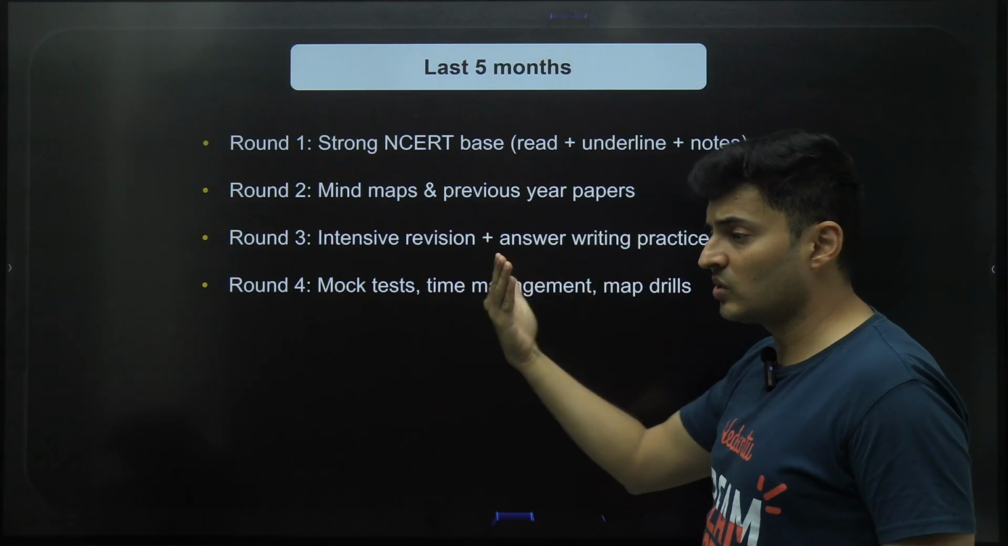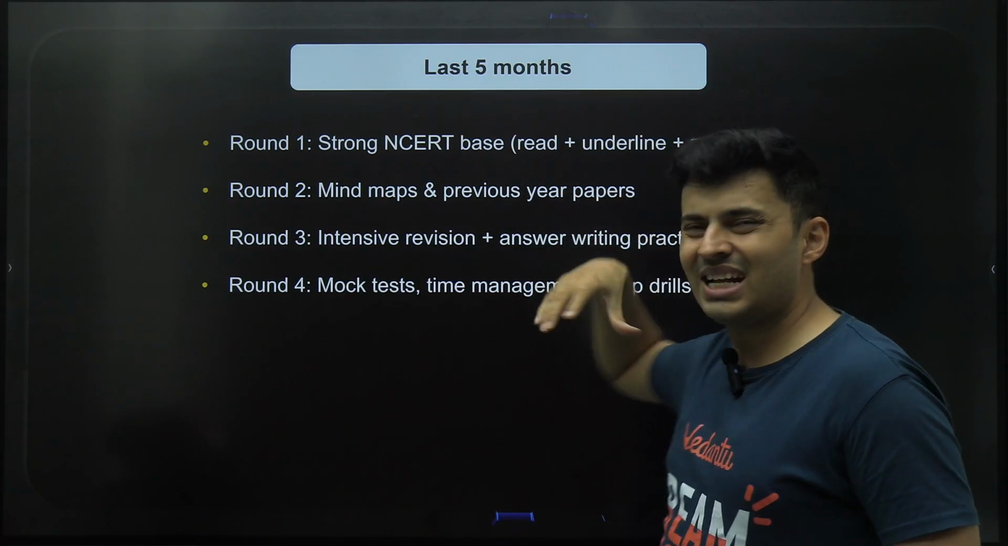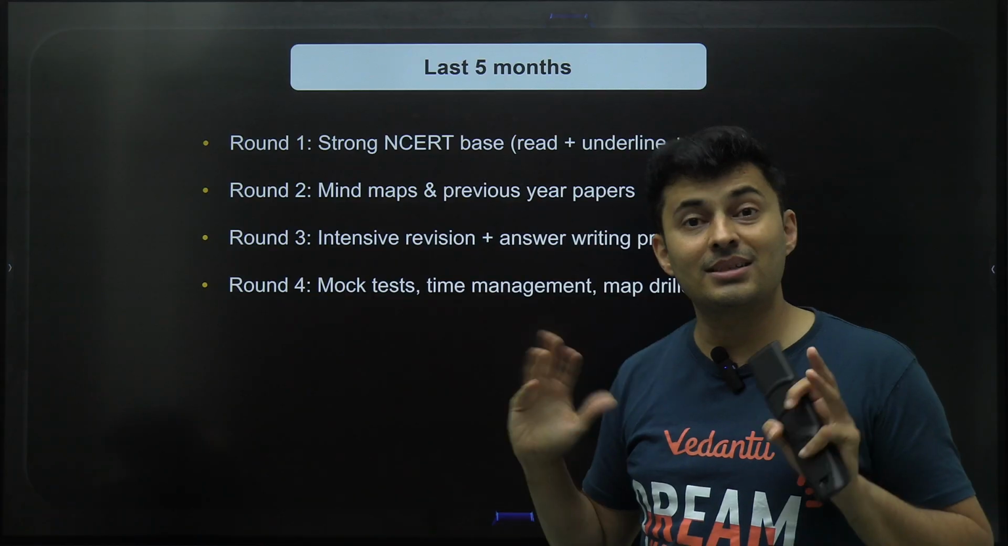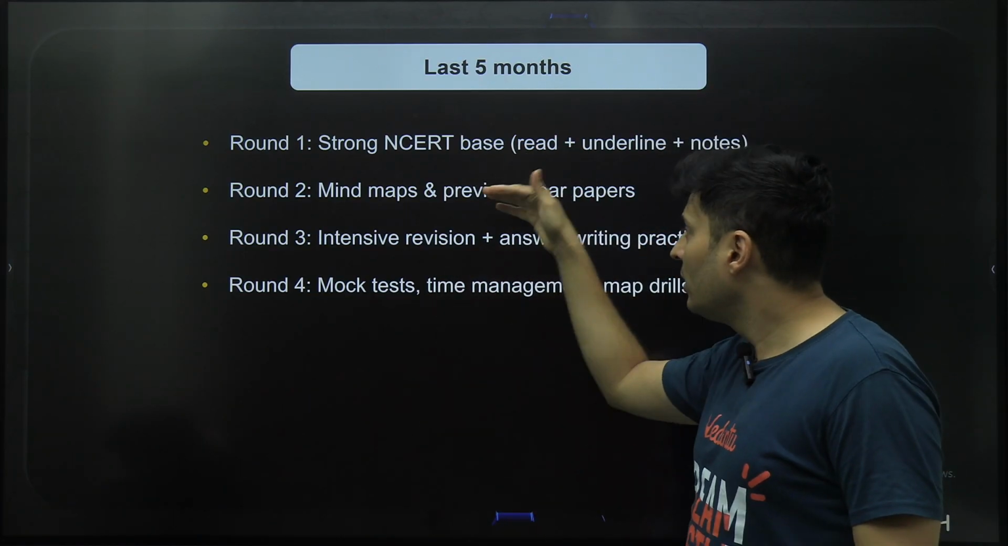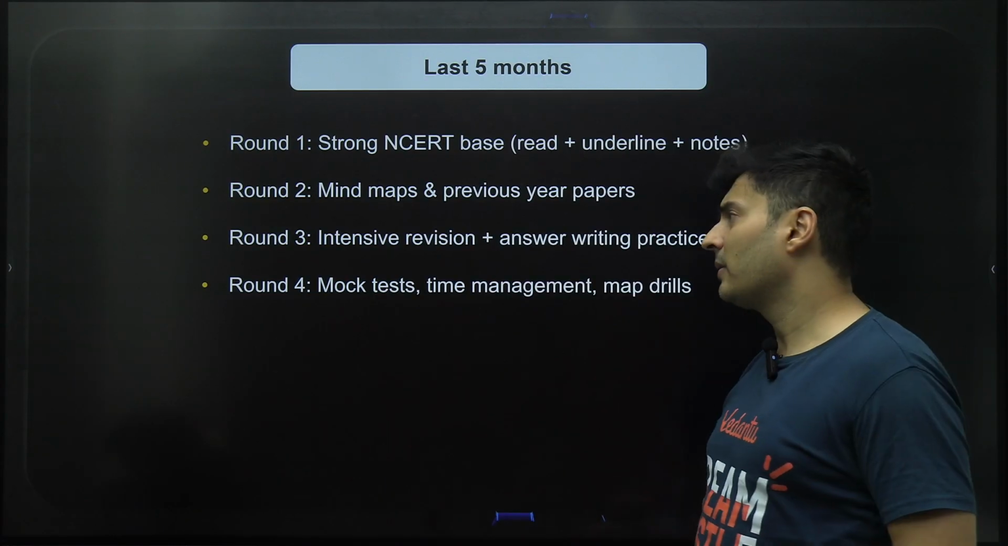The second round is where you create mind maps, charts, flowcharts. Previous year papers, you are going to start solving them. But don't start with the hard previous year papers here, because that will scare you. You'll be like, my God, I'm going to get 0 marks. That's what your mindset will be. So go to the easy questions in the previous years' papers in the second round.